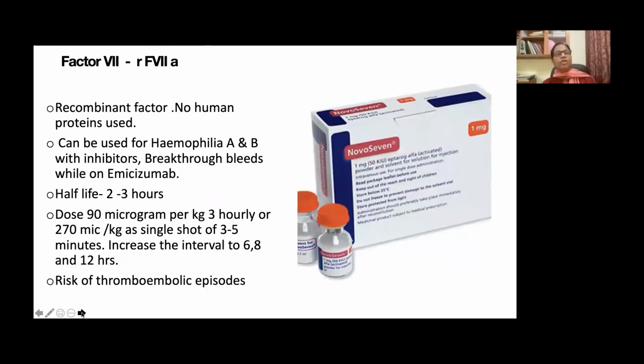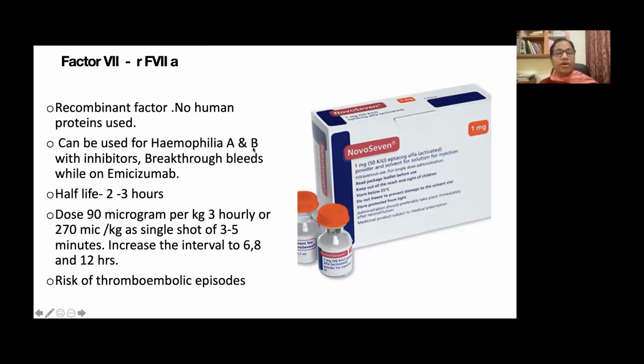Now we'll see how you will use factor 7A. When the patient is not responding to factor VIII bypassing agent activity, or in case of severe bleeds when FEBA is contraindicated, you can use factor 7, or you can select factor 7 if the bleeding is very severe and the patient is unresponsive to FEBA. It is a recombinant factor. No human proteins are used. And it can be used for hemophilia A and B.